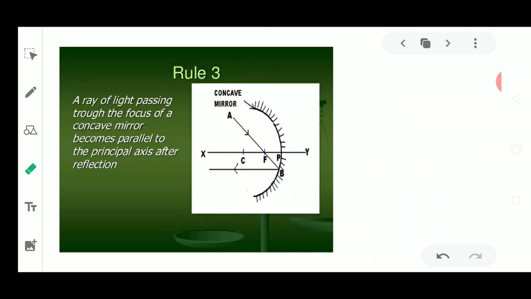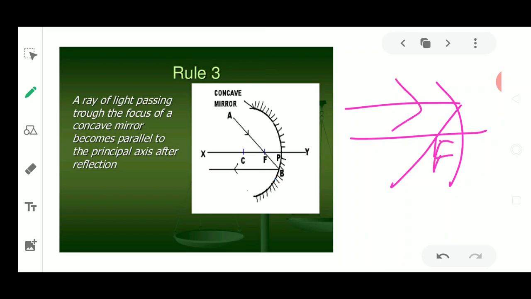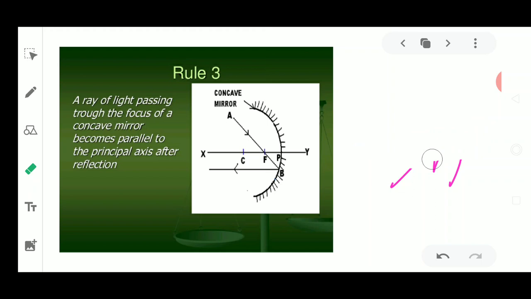Now what about the third rule? The third rule also has a very important point: the ray of light when it is passing through the focus. In the first rule I told that whenever a ray of light is passing parallel to the principal axis, after striking it was passing from the focus. Now if this rule gets reversed, meaning the ray of light is coming from the focus, what happens? Whenever a ray of light is passing from the focus, then after striking it becomes parallel to the principal axis.